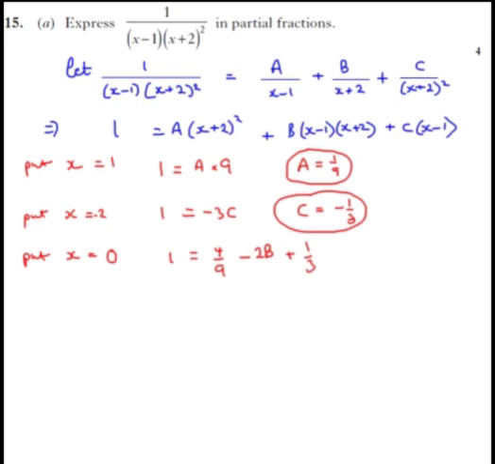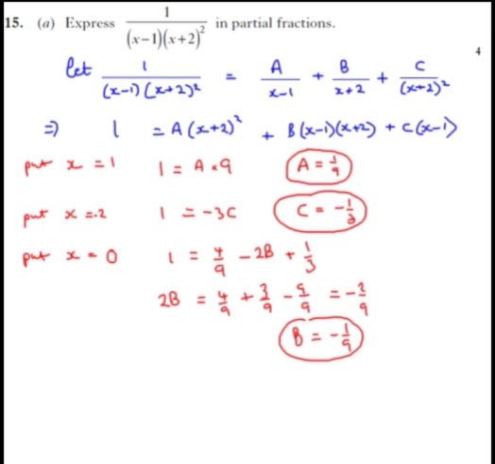If we now rearrange this, we can find what B is. 2B will be equal to 4/9 plus 1/3. 1/3 can be written as 3/9, and then subtracting the 1, which is 9/9. So 4/9 plus 3/9 is 7/9 minus 9/9, so 2B is equal to negative 2/9, which gives us that B is equal to negative 1/9.